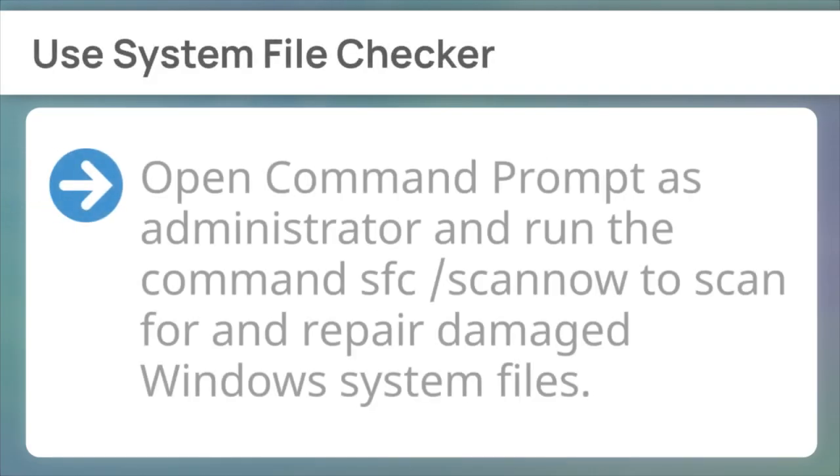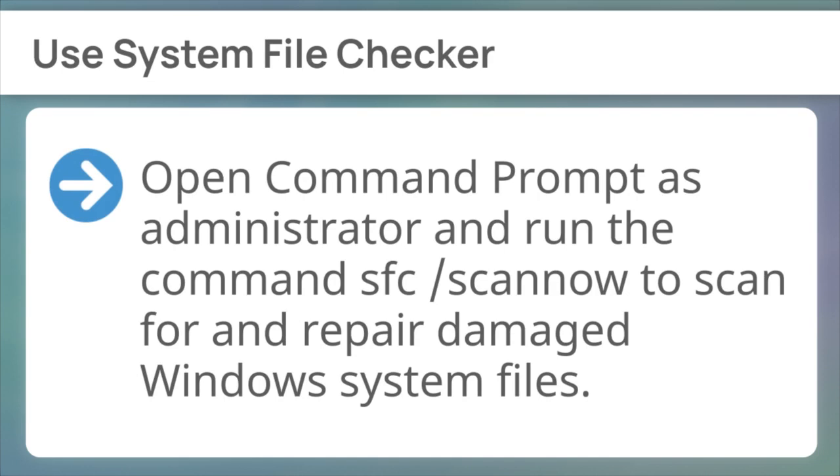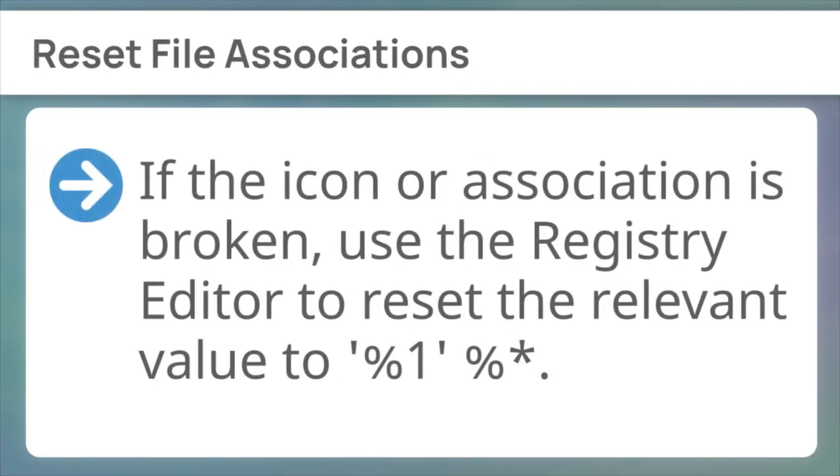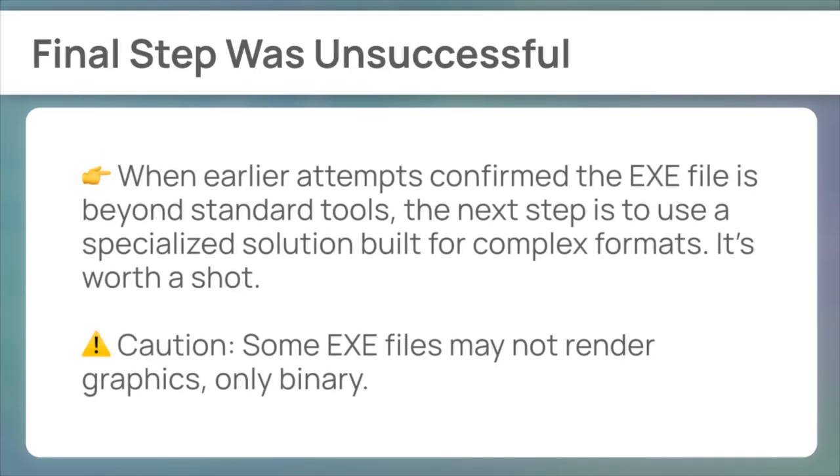Next, use System File Checker. Open Command Prompt as administrator and run the command sfc /scannow to scan for and repair damaged Windows system files. Finally, reset file associations. If the icon or association is broken, use the registry editor to reset the relevant value to "%1" %*.